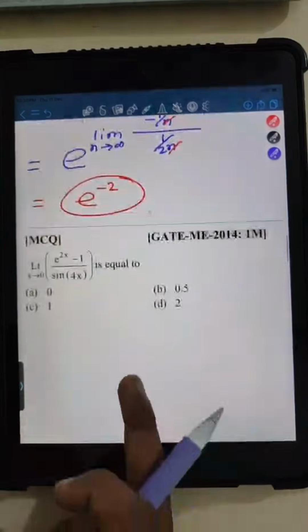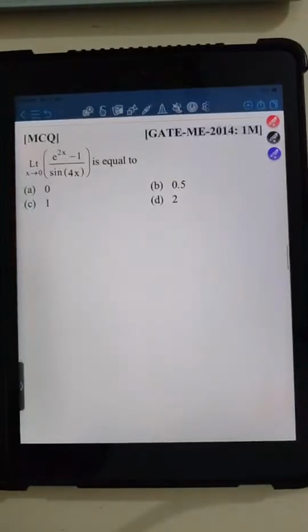Okay, can we move to the next one? So we have the next problem, GATE 2014 mechanical, 1 mark.